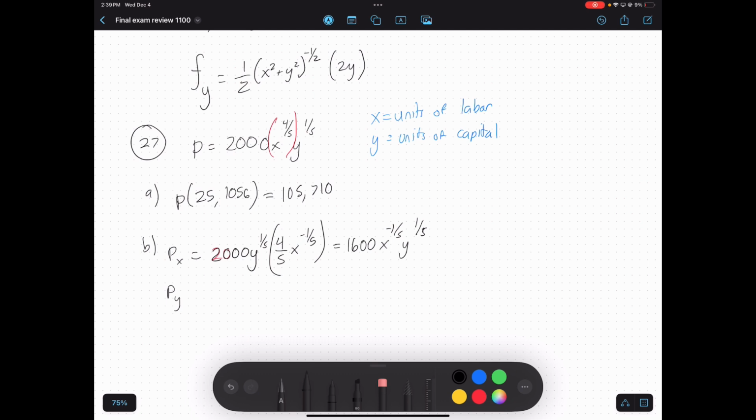Okay. P sub Y, I'm going to do something similar. I'm going to ignore the X to the 4/5. I'm going to ignore the 2,000 and just take the derivative of Y to the 1/5. I get 1/5 Y to the negative 4/5. Now I can multiply the things together and I get 400 X to the 4/5 Y to the negative 4/5. And there's my partial derivatives.